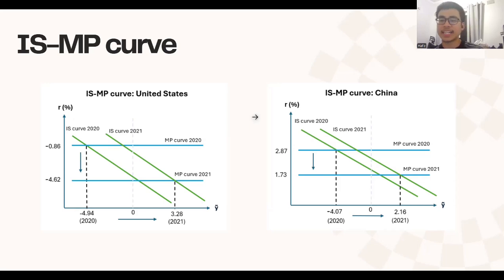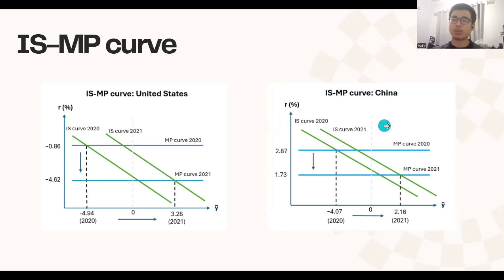Meanwhile, in China, the IS curve shifted left slightly due to a small fall in consumption and investment. Industrial production stayed open, hence reducing the size of the demand shock. In 2021, China's IS curve shifted moderately right as the economy reopened. Output moved from negative 4.07% to 2.16%, but without excess demand pressure.